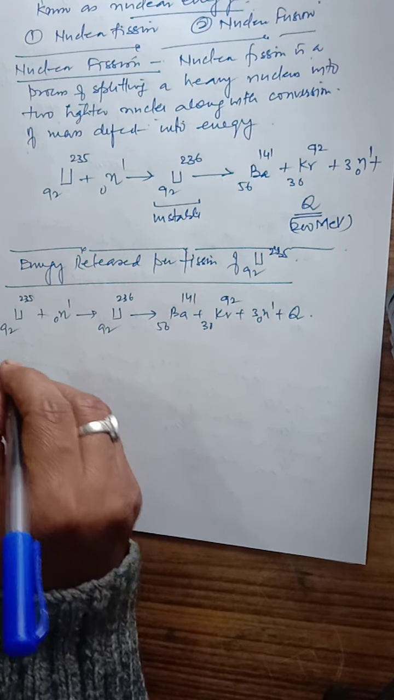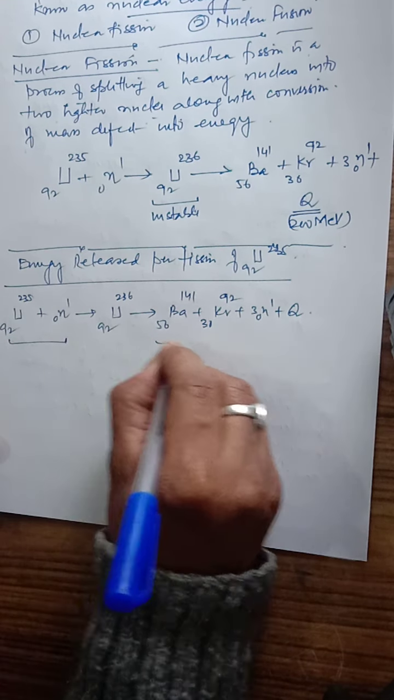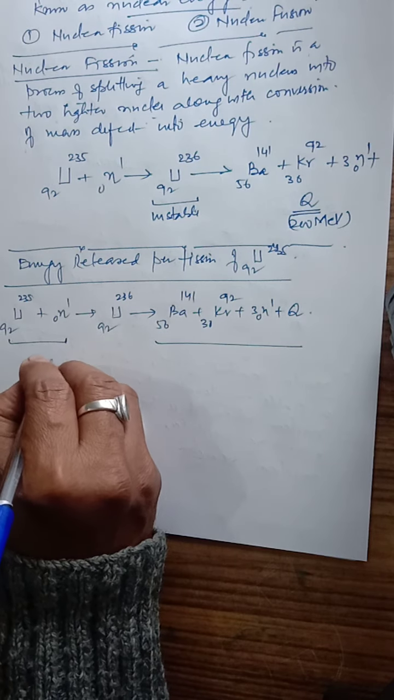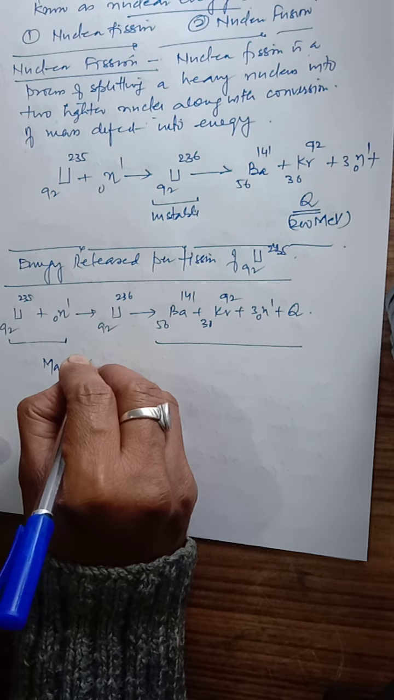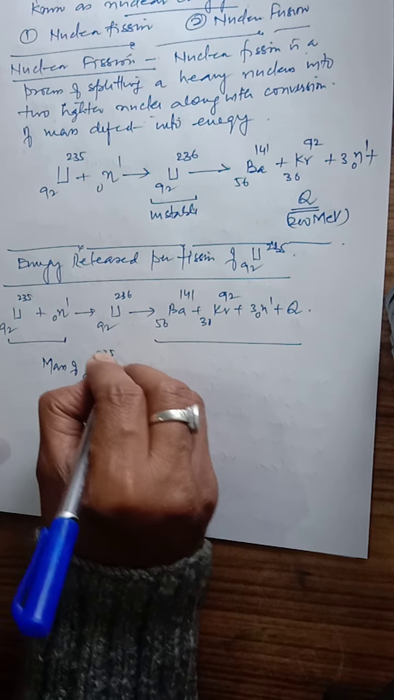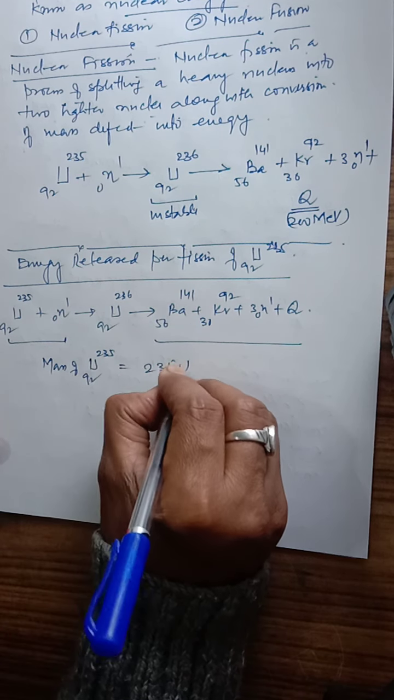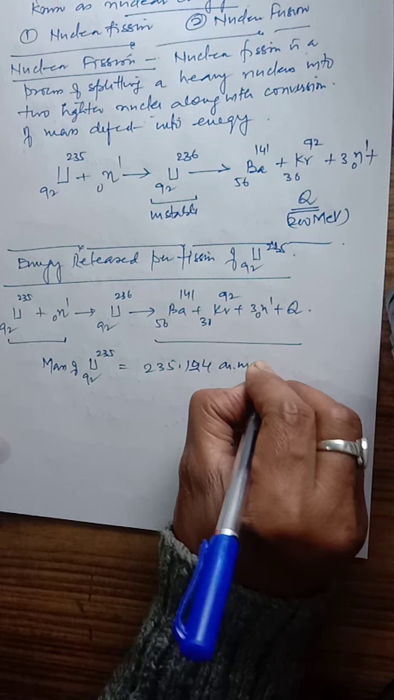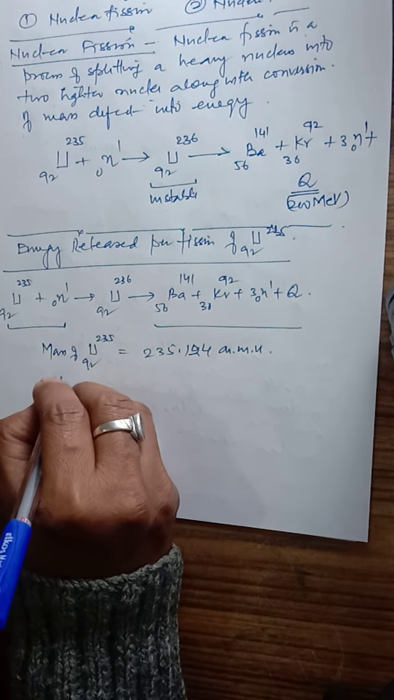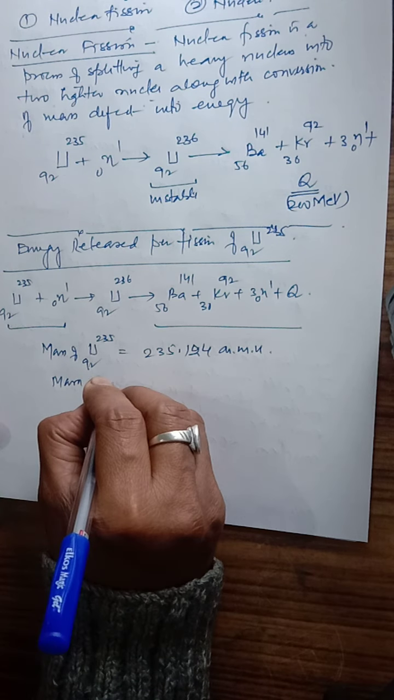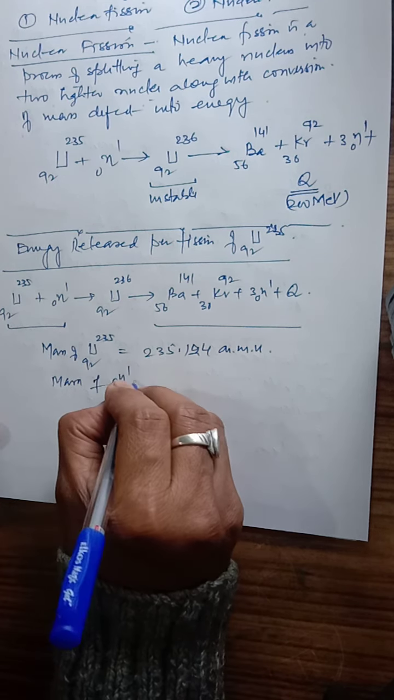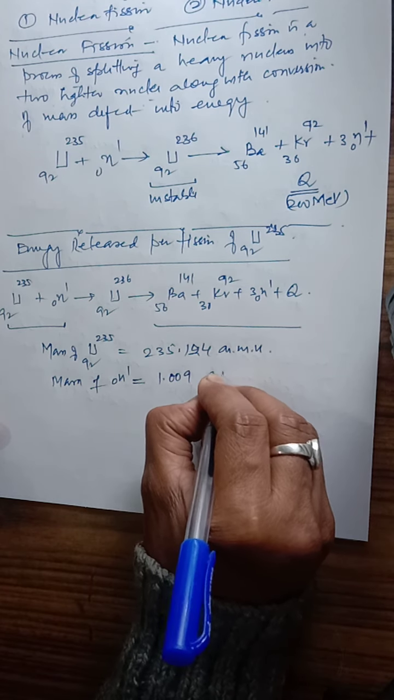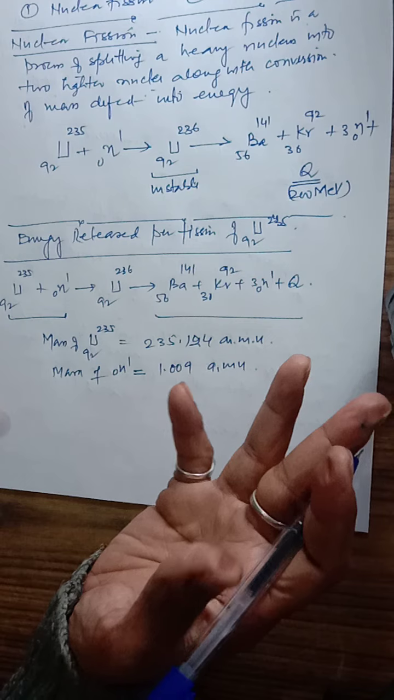So for this one, it is the pre, it is the post. For this we are going to find out the mass defect. So the mass of uranium 92 235 is 235.124 AMU. Then the mass of neutron is equal to 1.009 AMU. Now the post section.